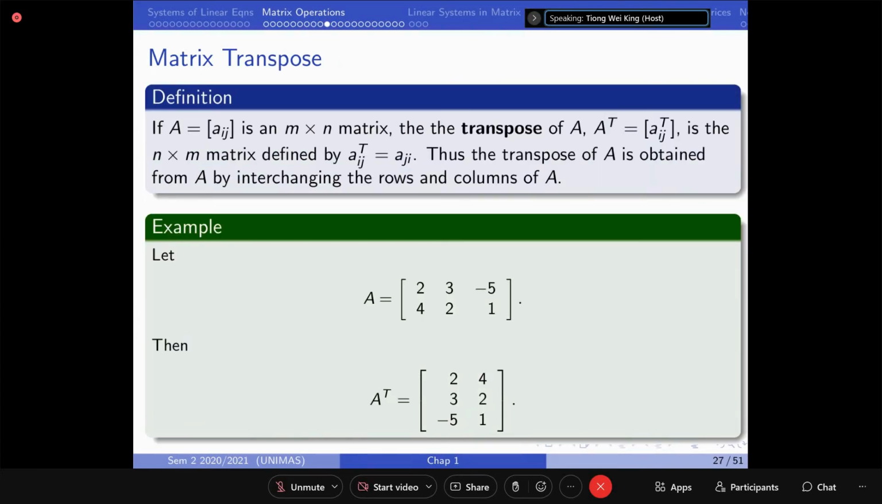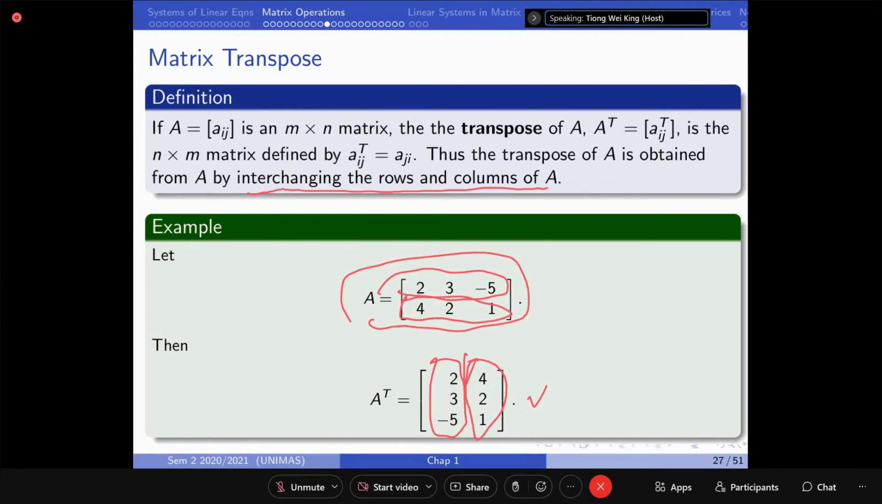And then the transpose. Matrix transpose is the same. Basically, you interchange row and column, meaning row becomes column, column becomes row. Okay, you just need to remember one way. Row becomes column, columns become row. So given a matrix A, the transpose is this. Remember, row become column, row become column. That's it. You just interchange the rows and column.